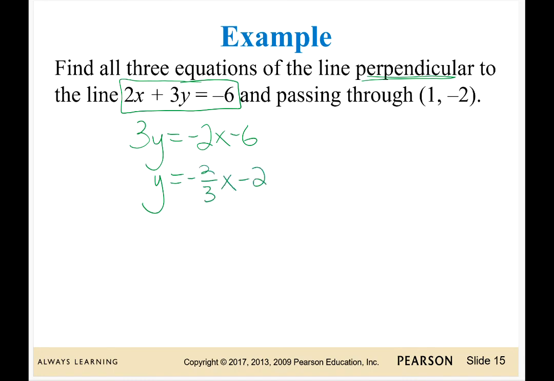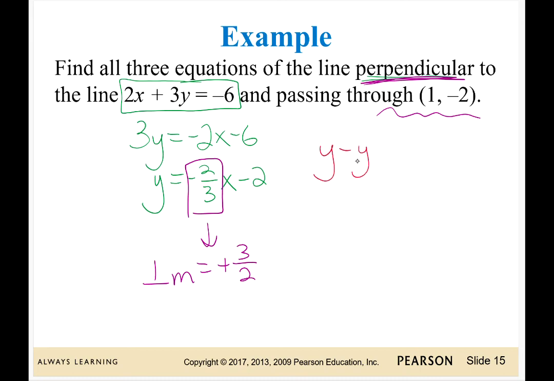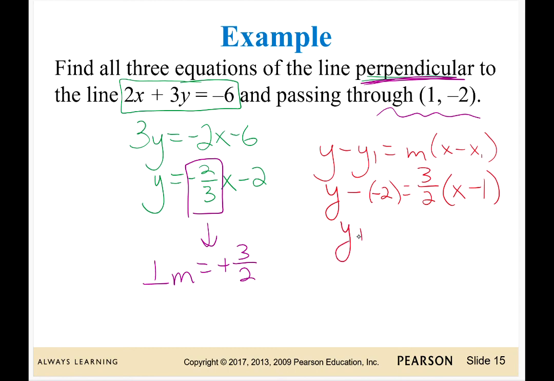All right, so there's the equation of the line in slope-intercept form. Okay, it wants it perpendicular to this. So this means that the perpendicular slope is going to be positive 3/2. All right, so we now have a slope of positive 3/2, and it needs to go through this point over here. So I'm going to put this in point-slope form, right? y minus y1 equals slope times x minus x1. So y minus the y part equals the slope, which is positive 3/2, times x minus the x part of that point. So I get y plus 2 equals 3/2 times x minus 1.